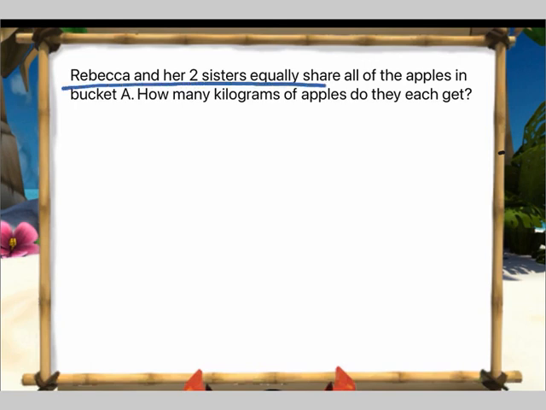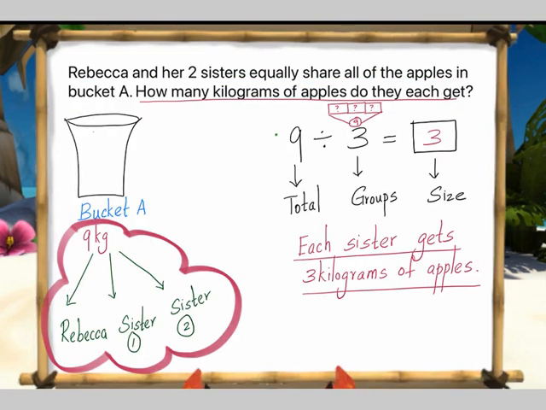Rebecca and her two sisters equally share all of the apples in bucket A. How many kilograms of apples do they each get? Okay, so this is bucket A, and that bucket A apple is 9 kg. So this bucket has 9 kg apples, and we have to share the 9 kg apples with Rebecca, her sister, and her other sister. So 3 people are sharing 9 kg of apples. We have to find how many kilograms each person gets.